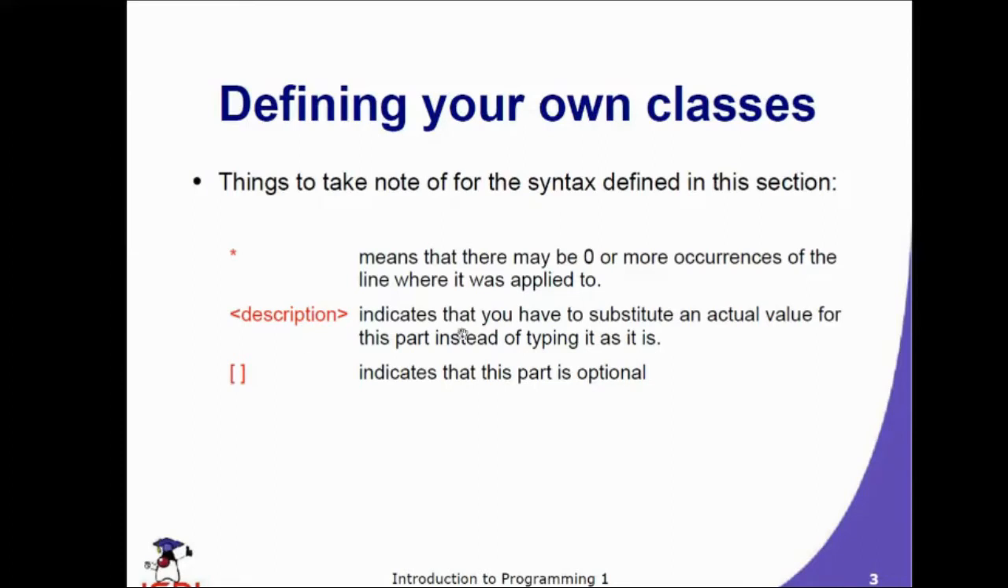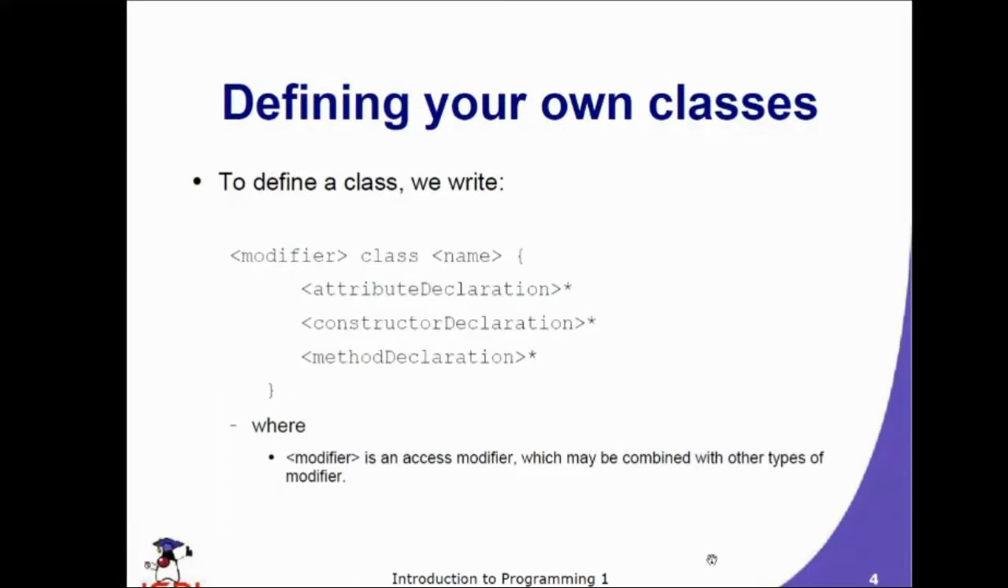So we have also description, which indicates that you have to substitute an actual value for this part. If you see something enclosed with greater than or less than, it is a kind of description. And we have also the square brackets, which indicates that this part is optional.